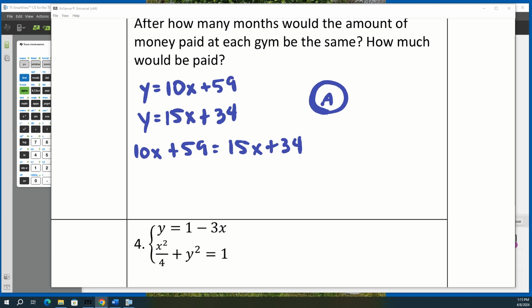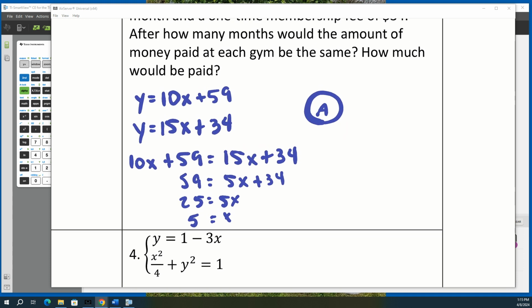Right, and so this is a fairly simple equation to solve. We would get our x's together, and then subtract that 34. Okay, so I get that x is 5. Do you think that's the answer to the question that says how many months would they be the same, or how much would be paid?